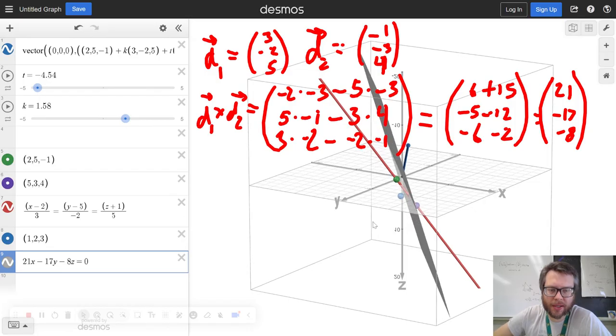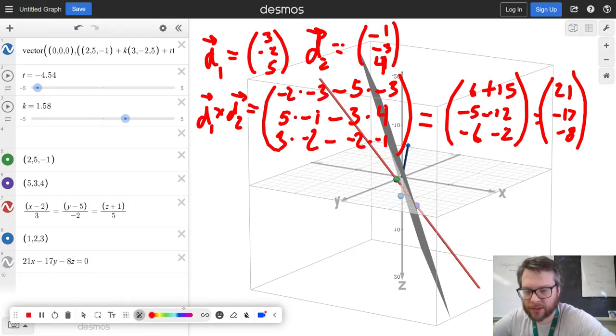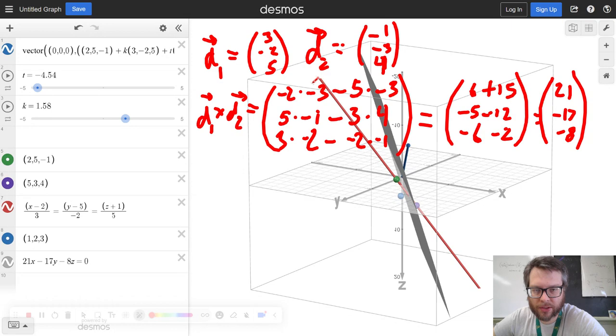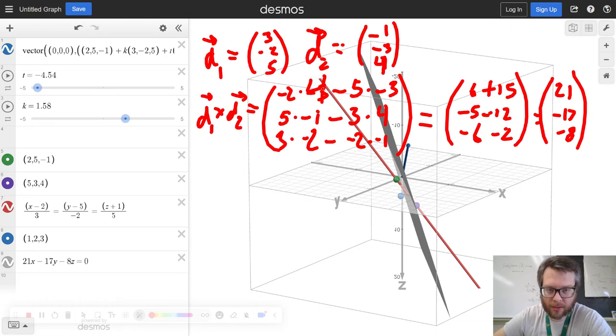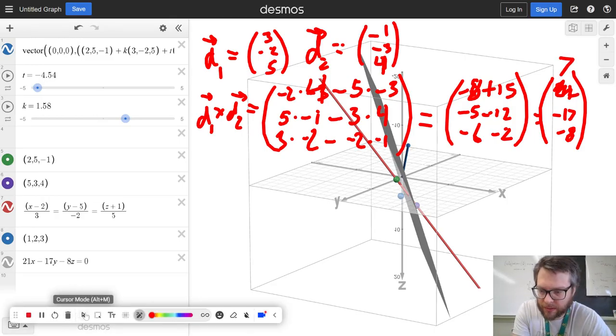Looks like I made some mistake. Where did I make a mistake? Let's see. Right at the beginning, I should have done A2 times B3 in my cross product. Let's see if we can fix this. A2 times B3 minus A3 times B2. So that would actually be -8 plus 15, which is 7. So let's see if I fix that, if that gets us tilted in the right direction.